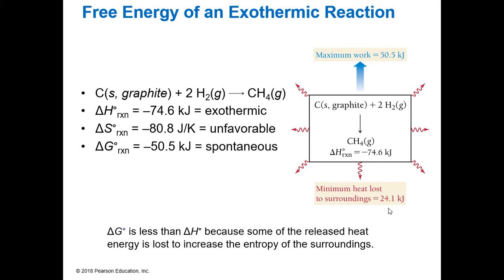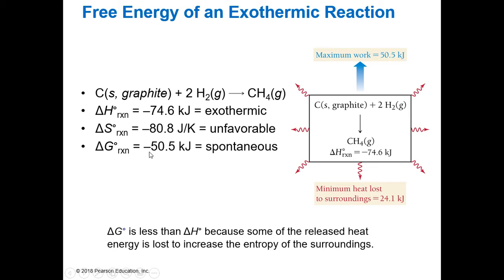So here's a reaction, right? Carbon and hydrogen going to methane. What's happening is the delta H value, this is the enthalpy, is negative 74.6 kilojoules, meaning that it's exothermic, it's giving off heat. Okay, so if it's giving off heat, can all of that heat be used to do work? No, unfortunately. You would have to calculate delta G.